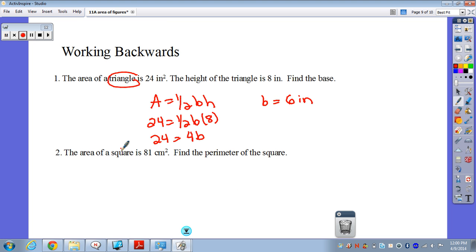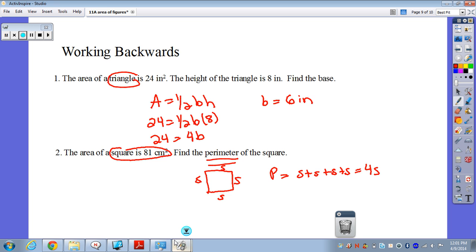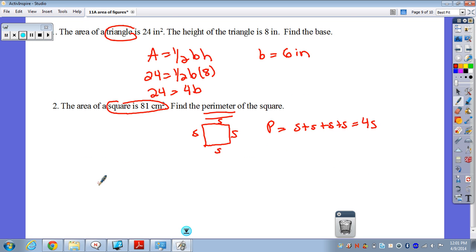The next one says the area of a square is 81 centimeters squared. Find the perimeter. If you think about a square, all the sides are equal. And so the perimeter, we would add all the sides, which means the perimeter would be 4 times s. So we need to figure out the side length. We're going to use the area formula, which is s squared for a square. I'm going to have 81 is equal to s squared. So we take the square root and we get 9. And then to find the perimeter, we would just do 9 times 4, which is 36. And if we're talking about perimeter, the units are also just centimeters.